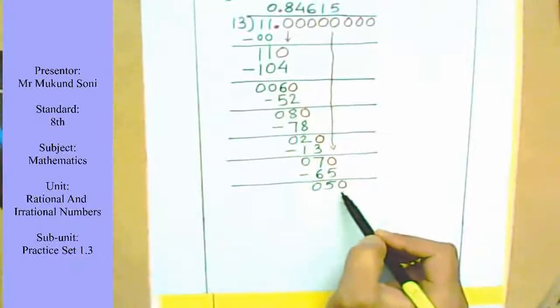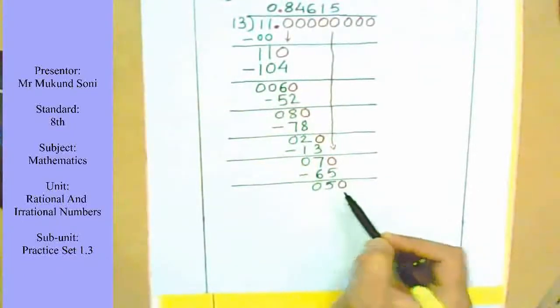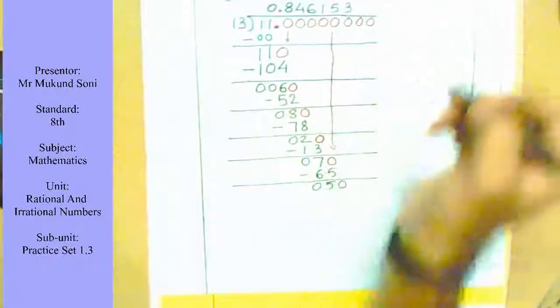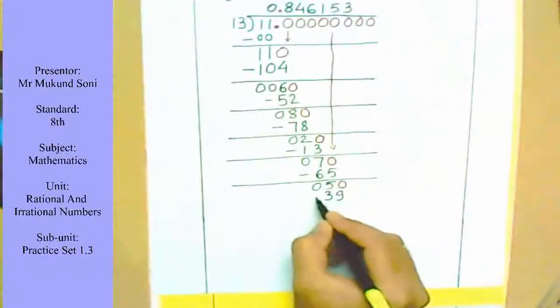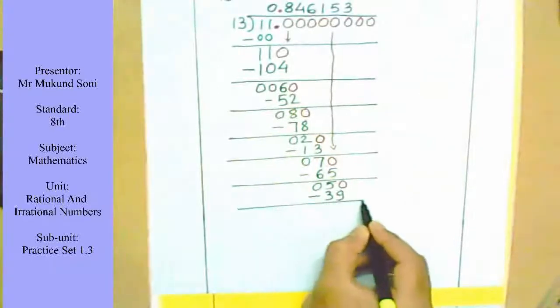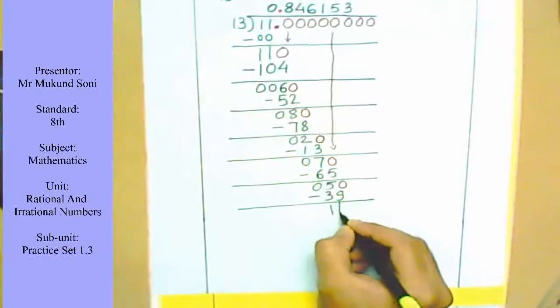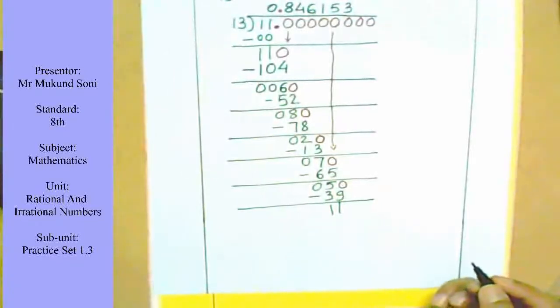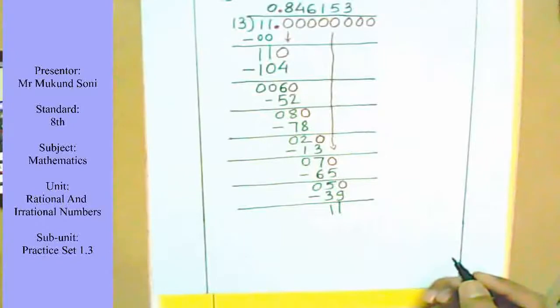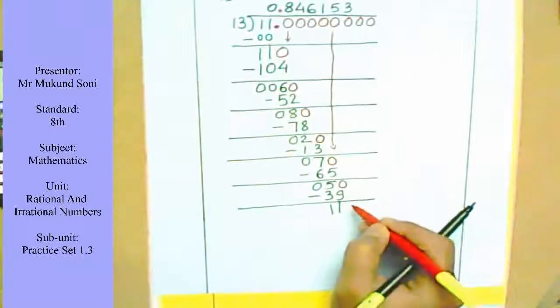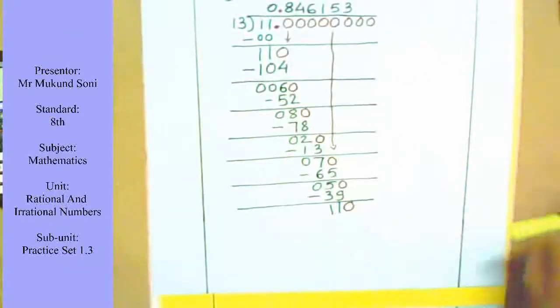In the 13 table, less than 50. 13 3s are 39. And the difference is 11. Are you getting it, everyone? Are you finding the same calculation, or are you getting something else? Please check. So 11, yes. Again take the next zero down because the remainder is not 0.